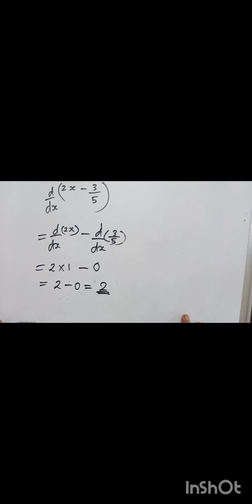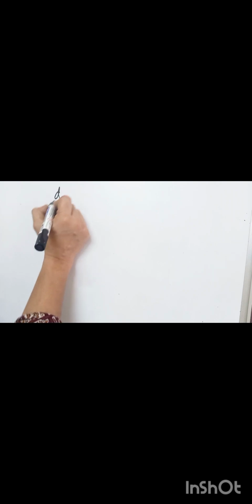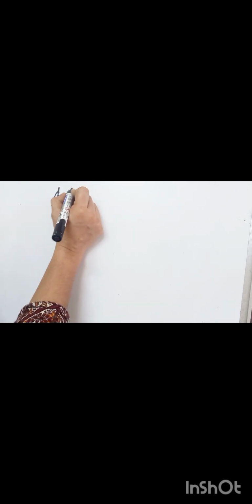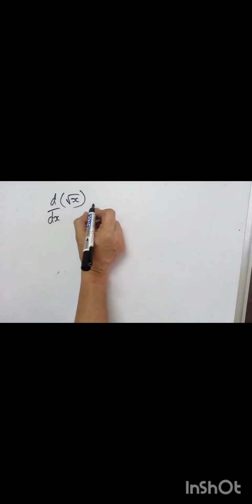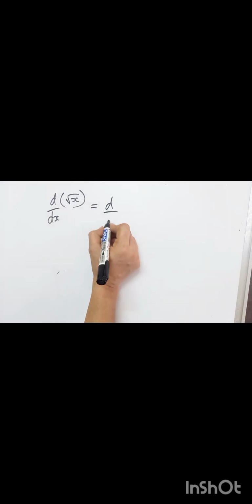Okay. It's just 2. Next, the derivative of square root of x. The derivative of square root of x is very important. Okay. Derivative of square root of x. Here, square root of x.